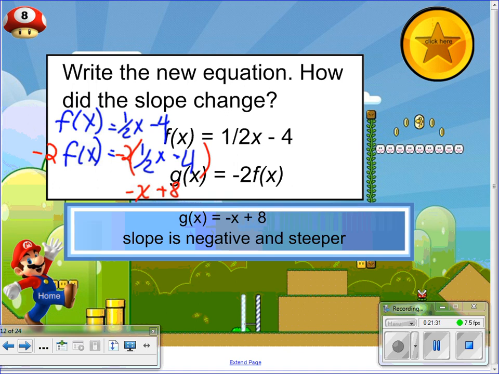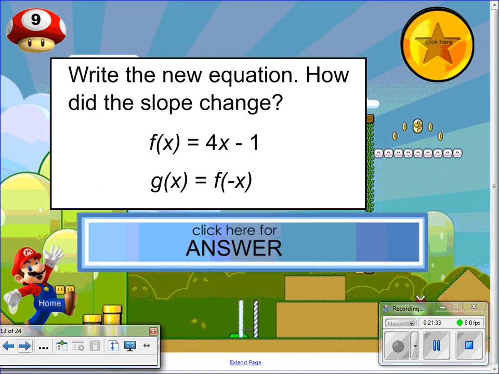Look at those observations. On number 9 it says write the new equation, and again we want to know how the slope changes. We see that we have a reflection, and this time it's a reflection across the x-axis. When the negative is on the inside, that's a reflection over the x-axis.